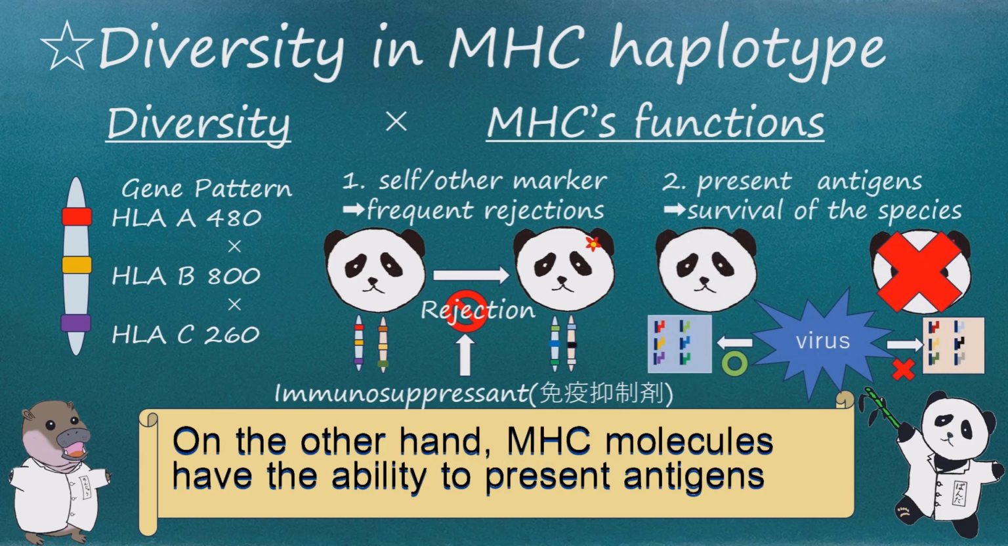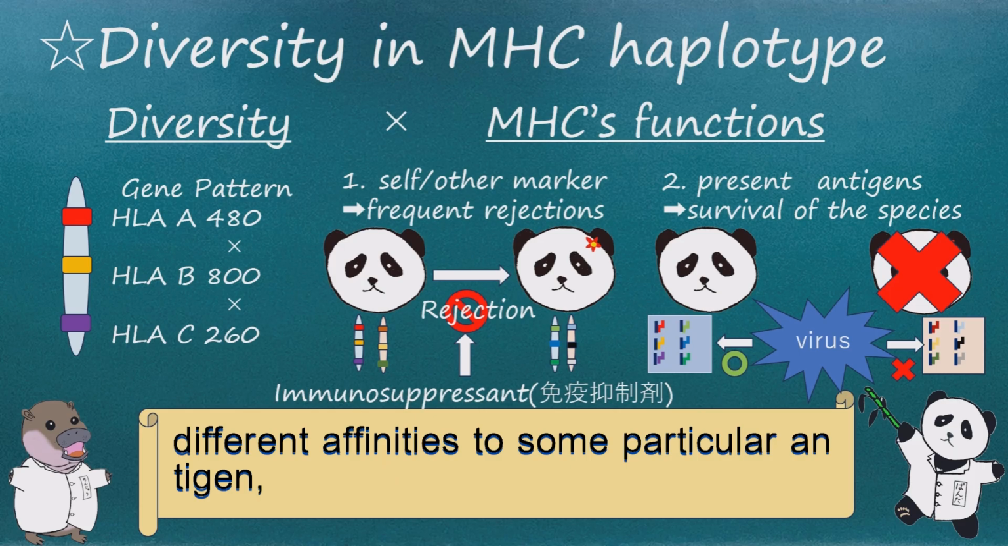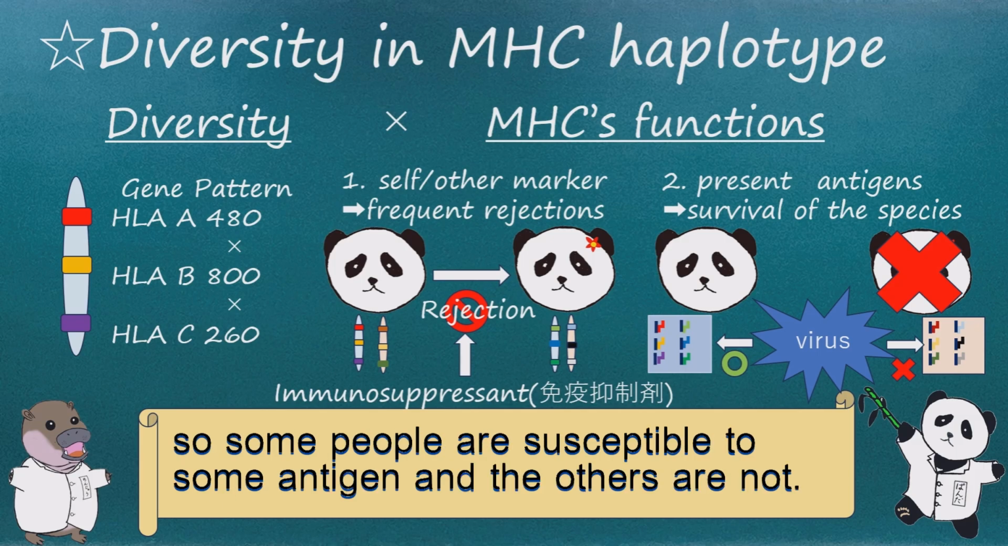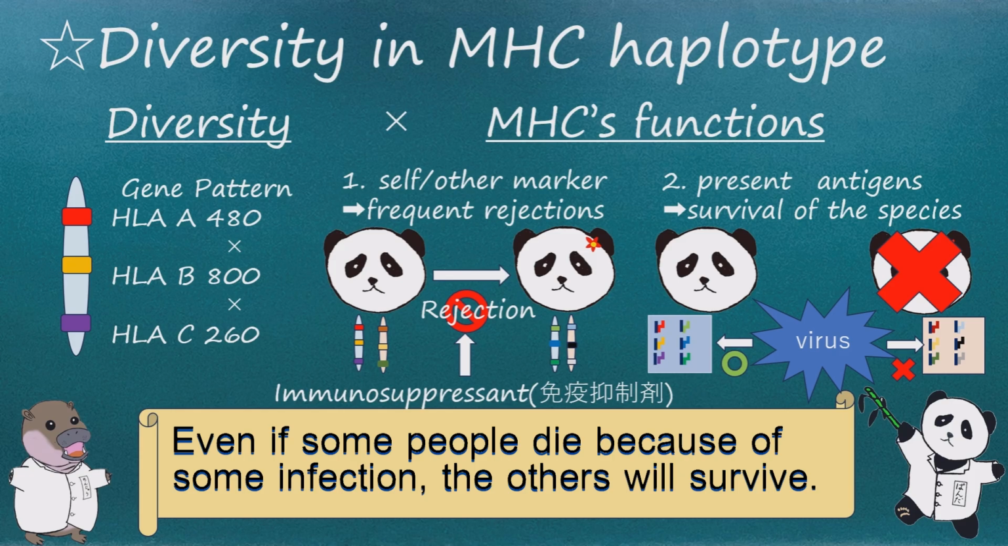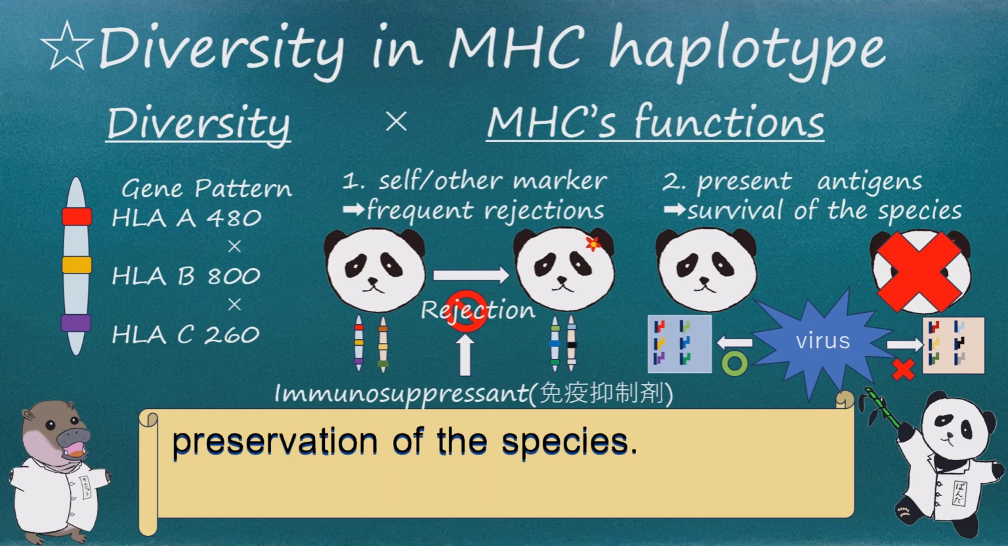On the other hand, MHC molecules have the ability to present antigens to T cells. Different MHC molecules have different affinities to some particular antigen. So, some people are susceptible to some antigen, and the others are not. Even if some people die because of some infection, the others will survive. Therefore, the diversity in MHC haplotype contributes to the preservation of the species.